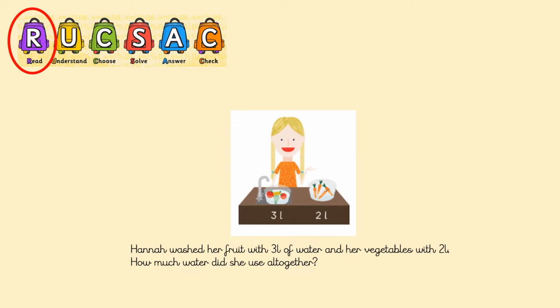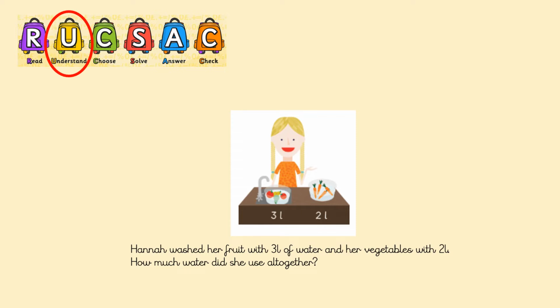So we start off with R for read. Now I've already read the question, but I'm going to read it again and see if you can read along with me. Hannah washed her fruit with 3 litres of water and her vegetables with 2 litres. How much water did she use altogether?